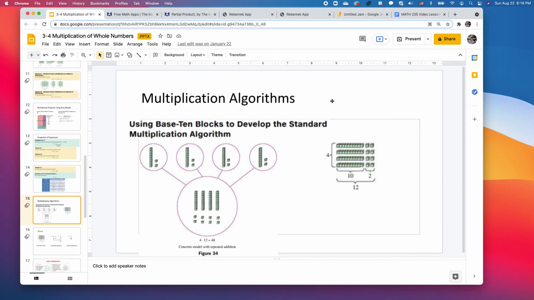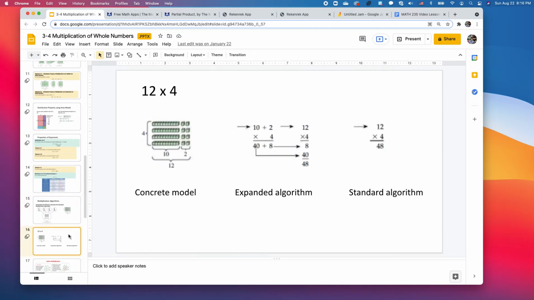Don't worry. Multiplication algorithm. When we are using the base 10 blocks, we can also show multiplication. For example, if we are doing 12 times 4 or 4 times 12, we have 4 groups of 12. In each group, we have 12. It's 4 times 12, and you can see that it's 48. It's nice because there's no regrouping. What if you have to regroup?